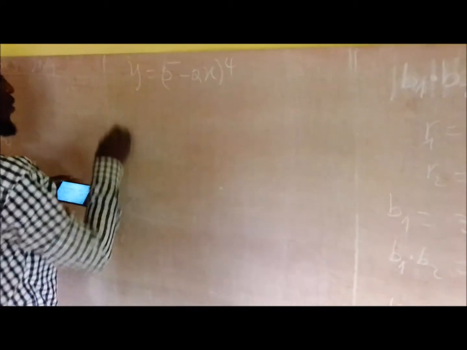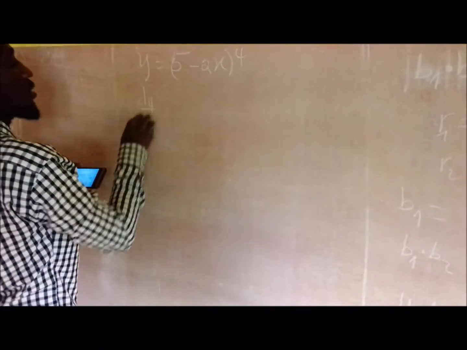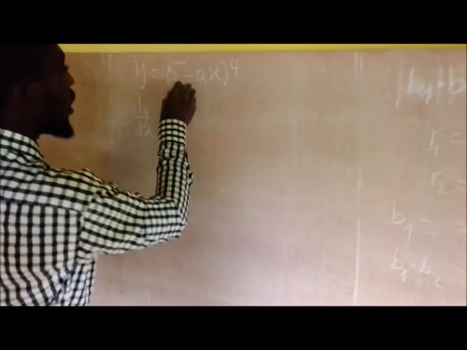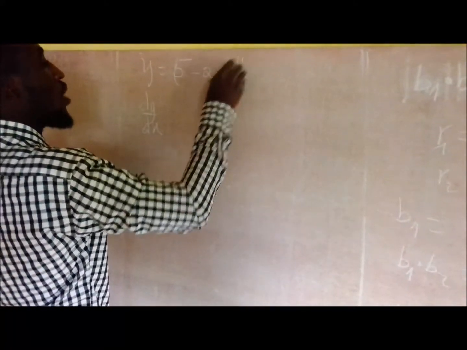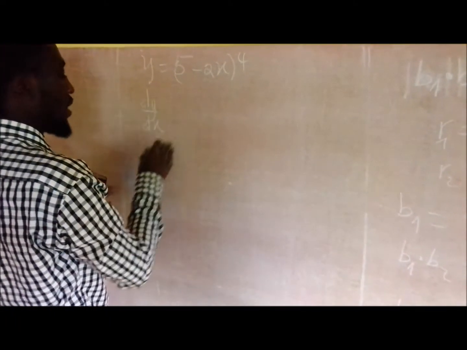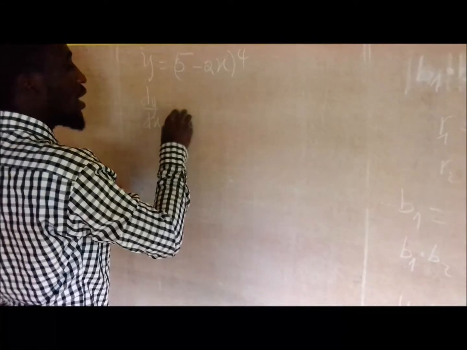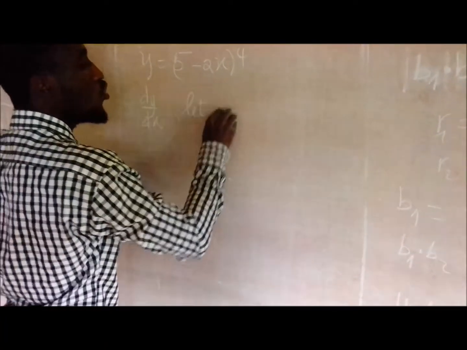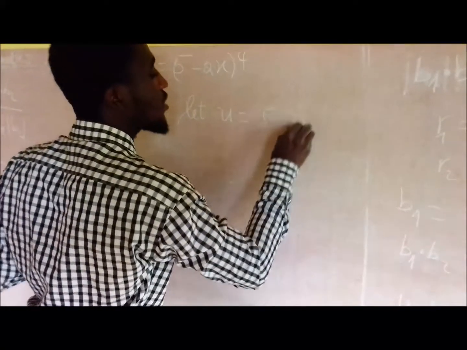Now I'm going to move over to the last question. In this question I've been told that y is equal to (5 minus 2x) to the power 4. We should find dy by dx. So first of all, we're going to make use of the chain rule. The chain rule says that we should let u equal this one, and then we're going to find dy by dx.